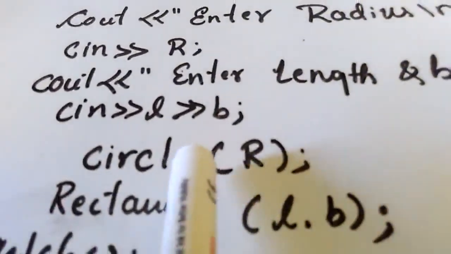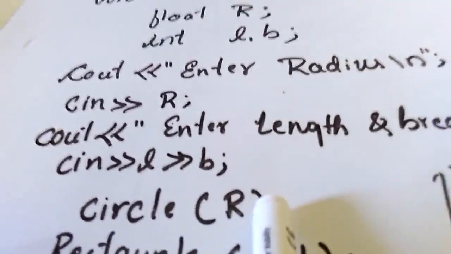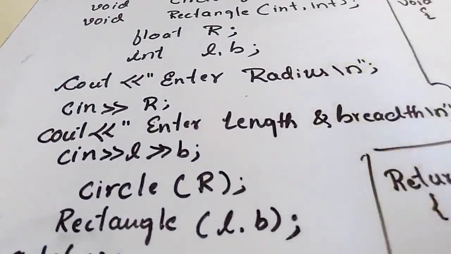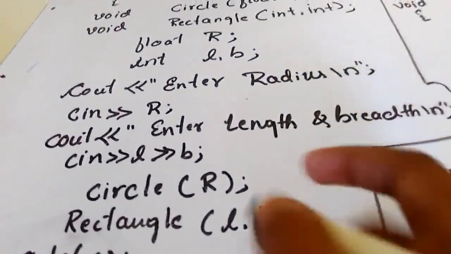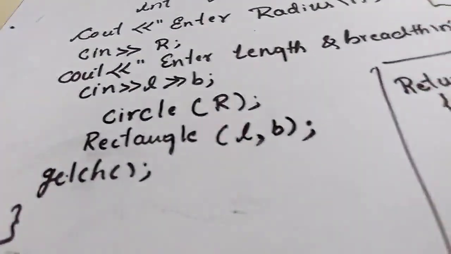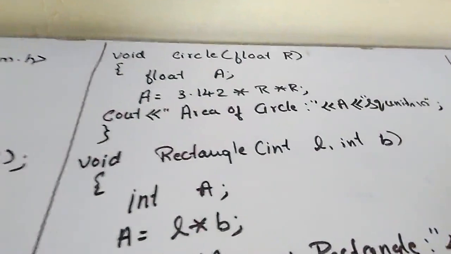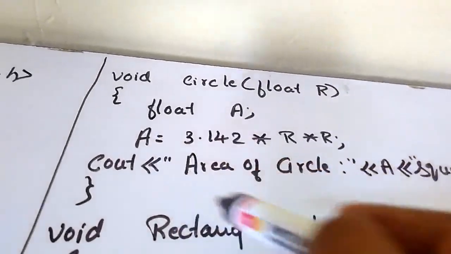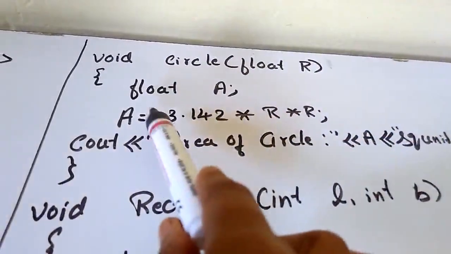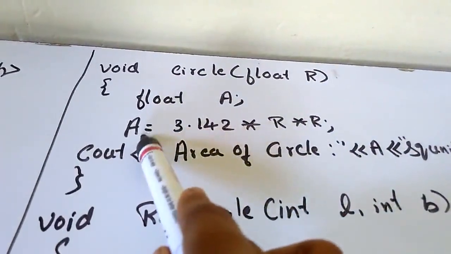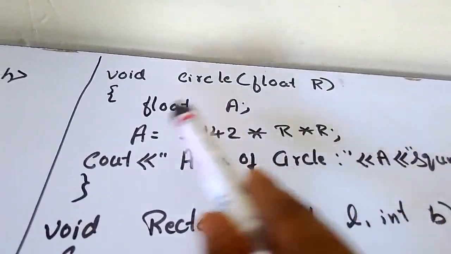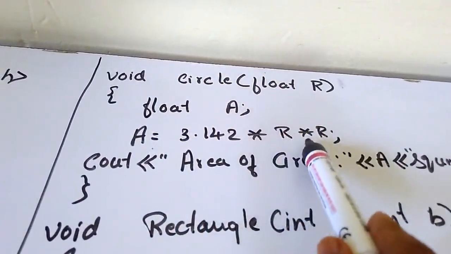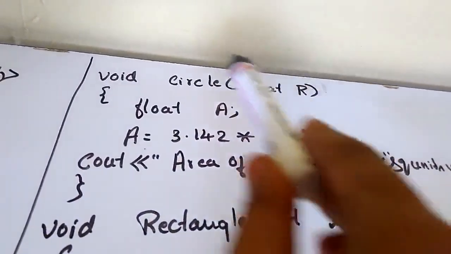Now I am going to call the circle function. To this function I am passing the radius, isn't it? Next, rectangle. To the rectangle function also I have to pass L comma B, where L contains the length and B is the breadth. Then close the main function. Let us see the definition of these functions. Void circle. Name of the function is circle. In this function, we write float area A is equal to 3.142 into R into R; we store the answer in the variable area A, which is also floating type, and I am going to display it in the function definition itself.